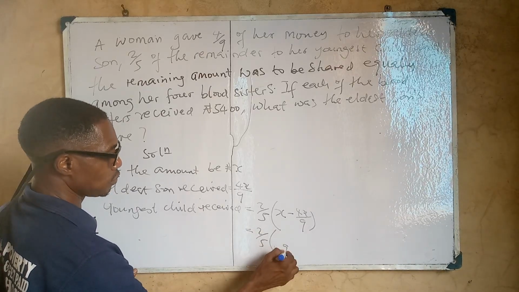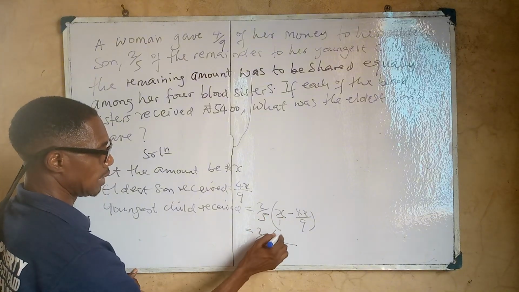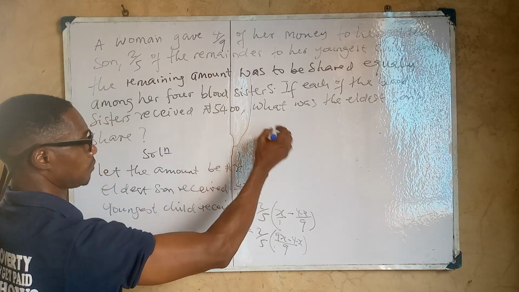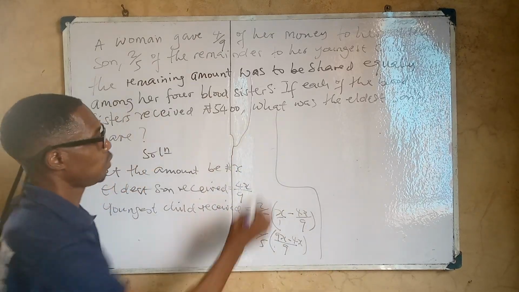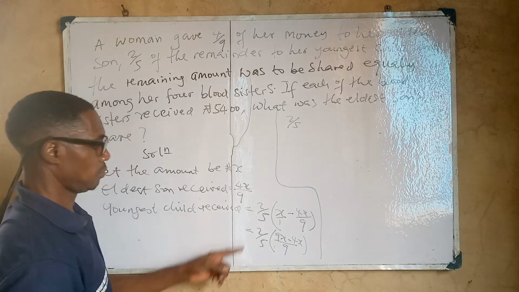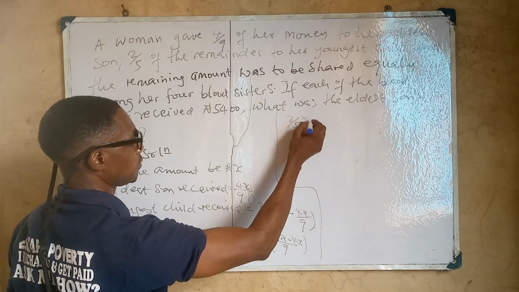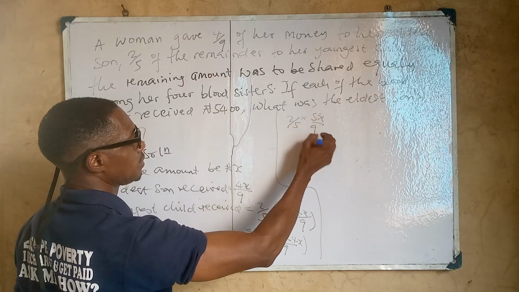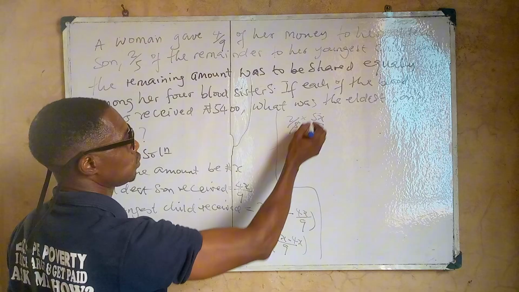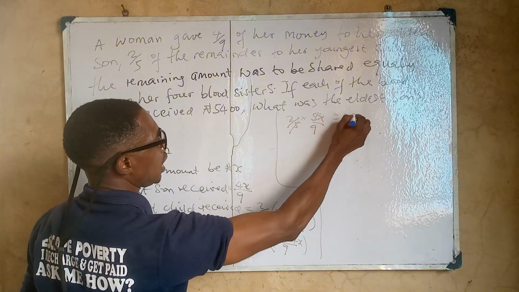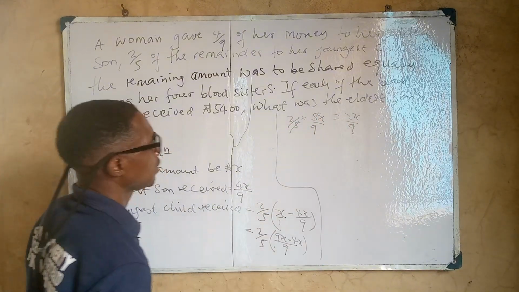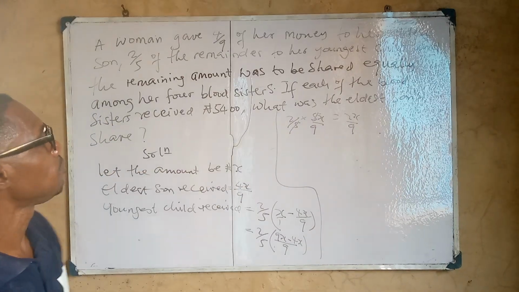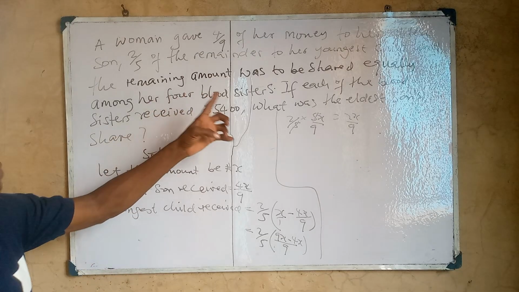into, take the LCM here, 9x minus 4x. That gives us what? That gives us 2 of, 5, bracket means times, 5x over 9. All right, this goes to this. We are left with 2x over 9. Yes, so this is what the youngest child received. All right, so the next statement.